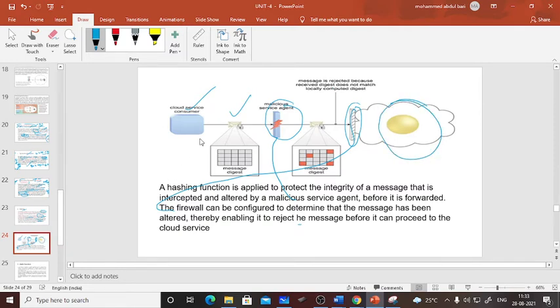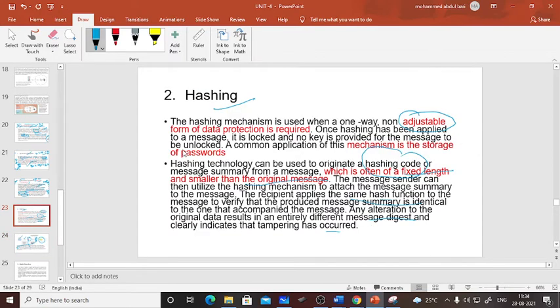So the hashing mechanism is used to add a digest to the message. If anybody alters it, the hashing function can detect it and reject it. So this is hashing.